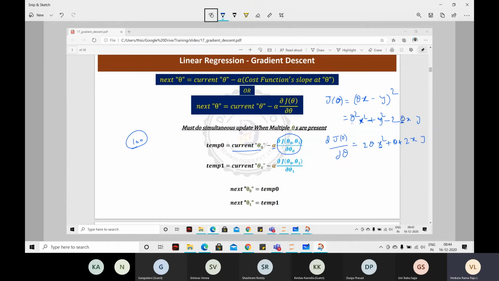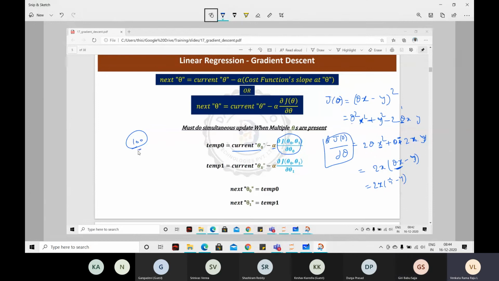Derivative of theta with respect to theta is 1. So 2xy it became. It's minus 2x. Yes, minus minus. Now I can actually take 2x as common, right? It's going to be theta x minus y. What is this theta x? It's y cap, the predicted value, right? So this is the derivative formula.